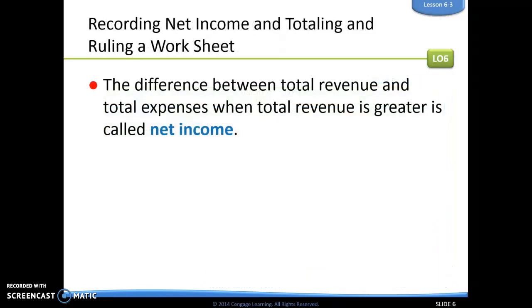Net income is the difference between total revenue and total expenses when our total revenue is greater. So revenue, remember, is money coming in. So if our money coming in is larger than our expenses, which would be money going out, then we have what we call a net income.